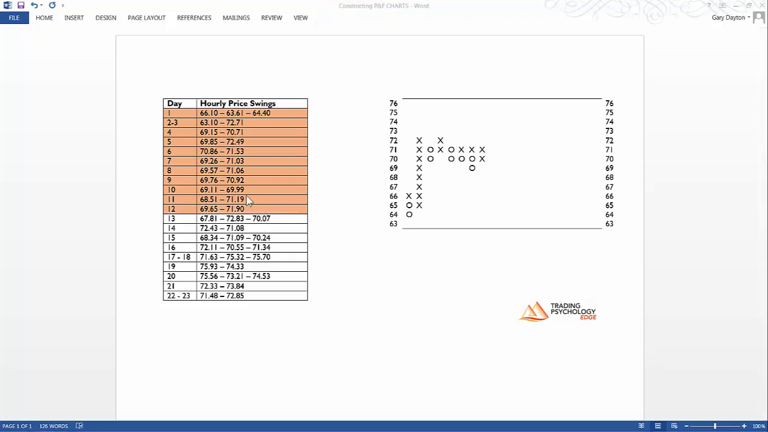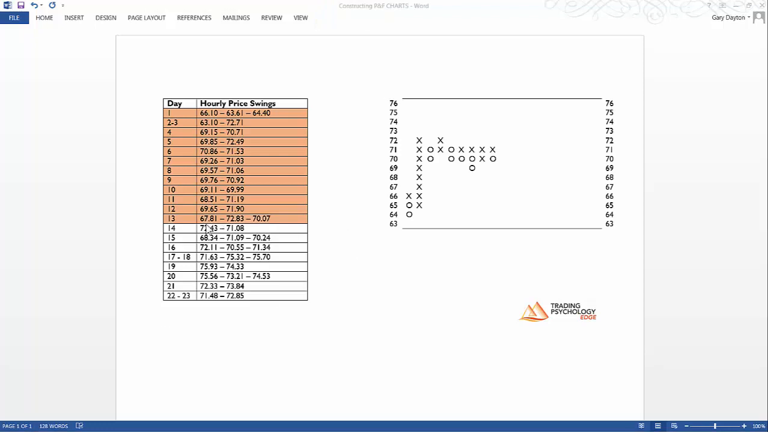On the next day, the market returns to the 69.65 level. So we come back down through 70, and we create a new column because there's already a figure there. Then we can't go down further to come back to 69 because 69.65 is higher than 69. But the market does go back up to 71.90, so we can add an X in our 71 slot. And that's it for that day.